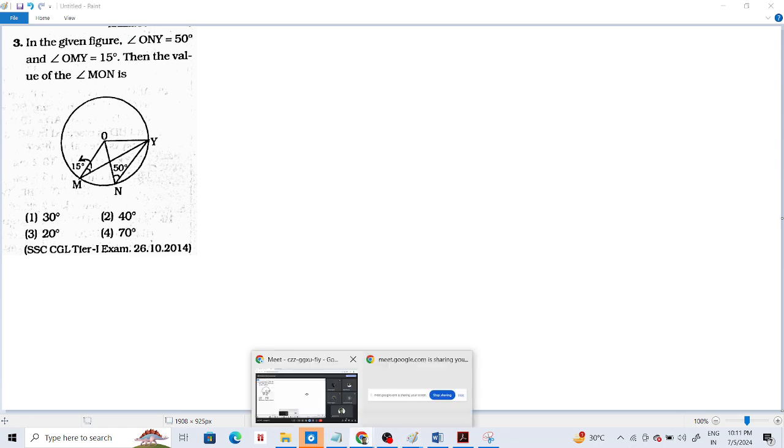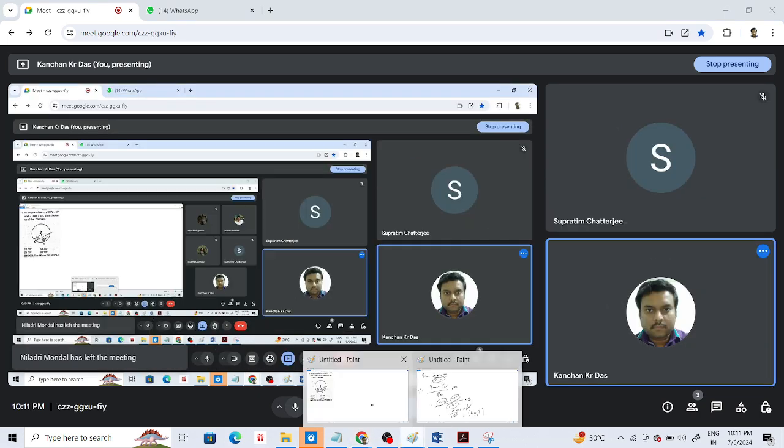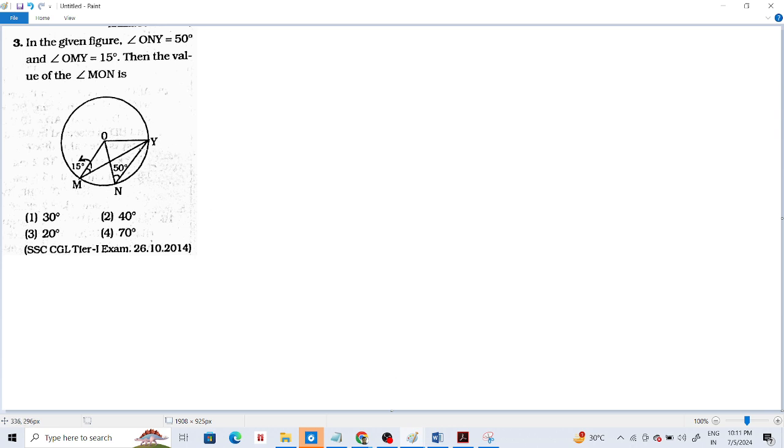হ্যাঁ, সুপ্রতিম আছো? হ্যাঁ স্যার। হ্যাঁ, এই অঙ্কটা করি। তুমি কি আজকে দিদির বাড়িতেই থাকবে রাতে?